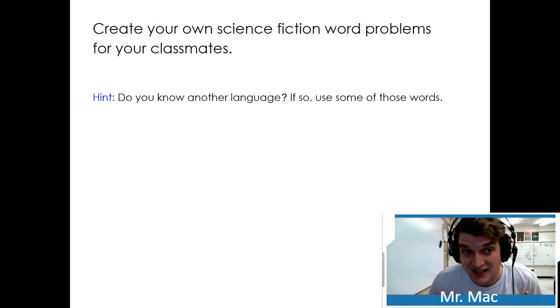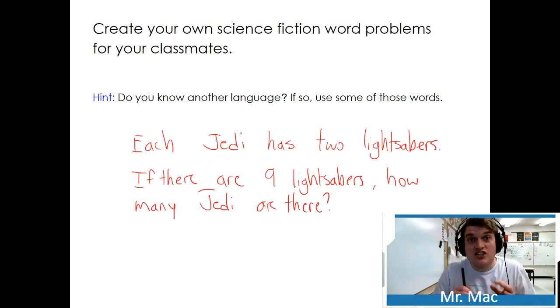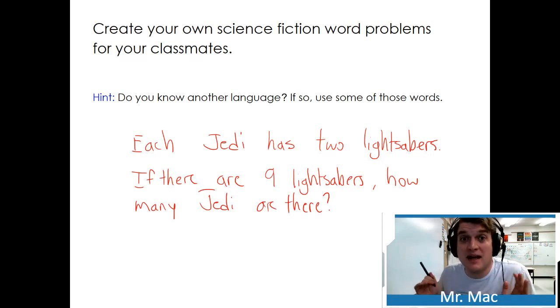Okay, this is great. You have a chance to create your own science fiction word problems, and you can share them through Google Classroom with your classmates. You could even use different language, but create a science fiction word problem. Each Jedi has 2 lightsabers. If there are 9 lightsabers, how many Jedi are there? You don't have to solve my problem. It's your job to make your own problem.